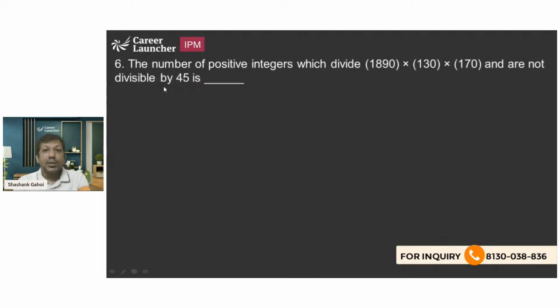Now let's move on to this question. What does it say? What is the total number of positive integers which divide 1890 into 130 into 170 and are not divisible by 45? Okay.